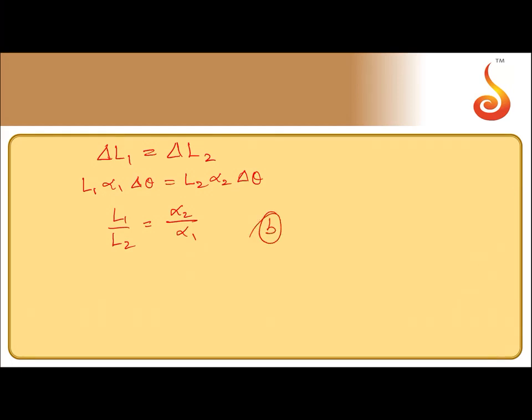So if difference in the length is same, at any temperature expansion of the first rod delta L1 should be equal to expansion of the second rod delta L2. So this should be L1 alpha 1 delta theta, that should be equal to L2 alpha 2 delta theta. So delta theta gets cancelled. So L1 by L2 is equal to alpha 2 by alpha 1. That should be option B.